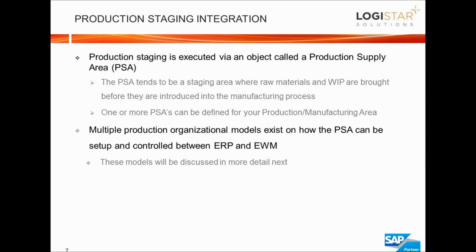The other point too is there are multiple ways to deploy these organizational models of how you can do this production staging between ERP and EWM. We're going to go into those. There are four different models that exist, and again, a lot of it depends on the way you're physically laid out and the kind of visibility that you want between EWM and your production process.